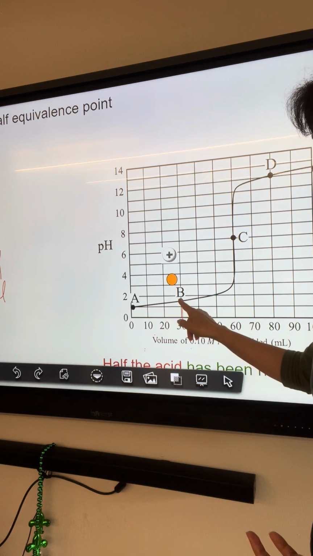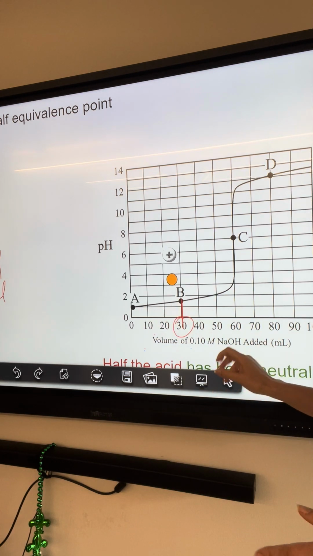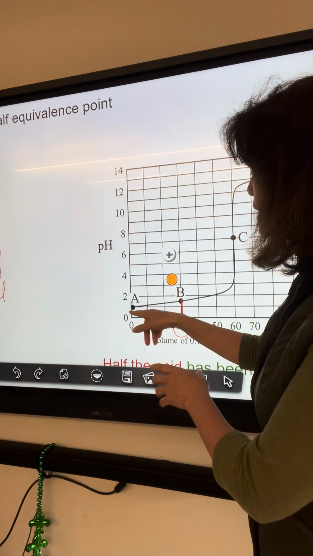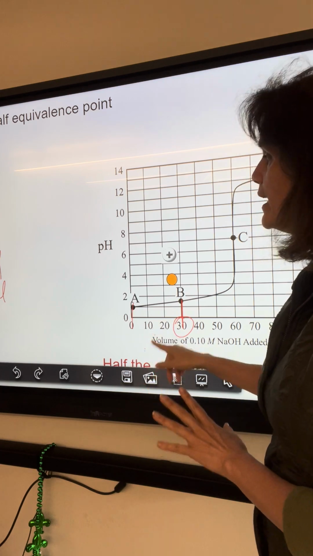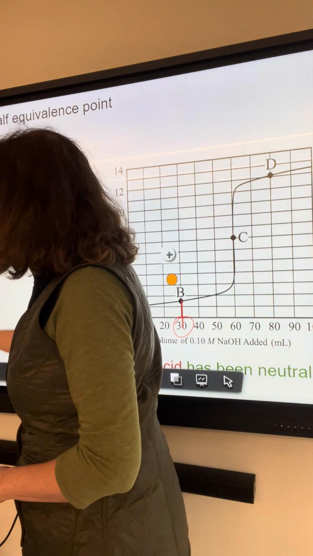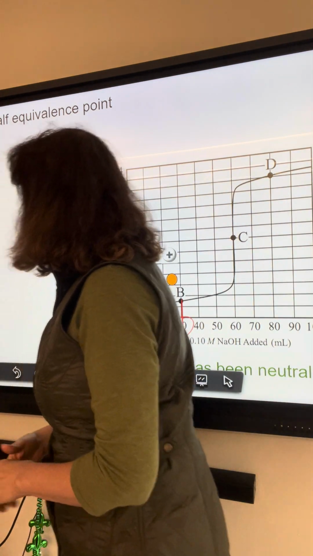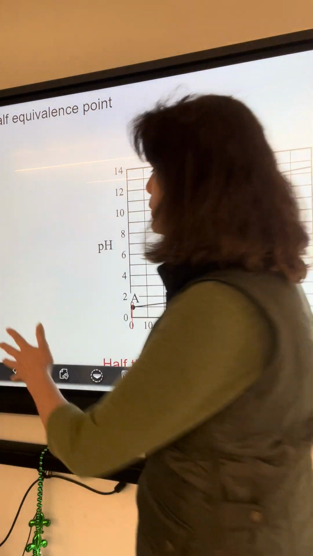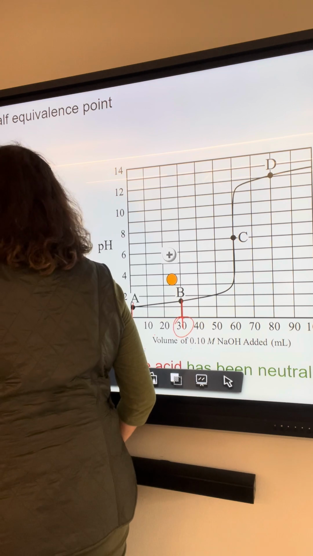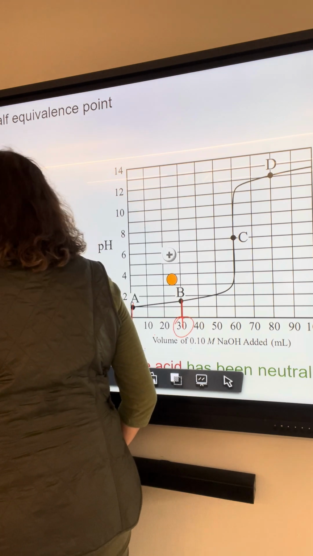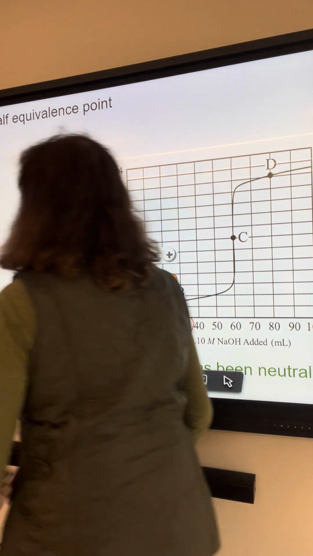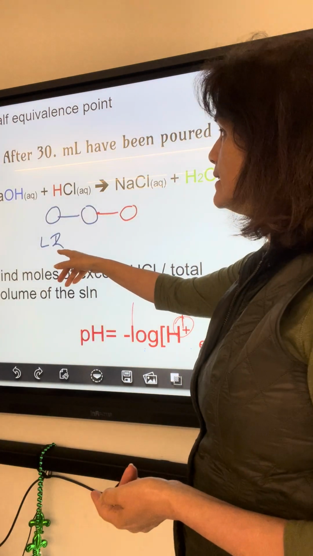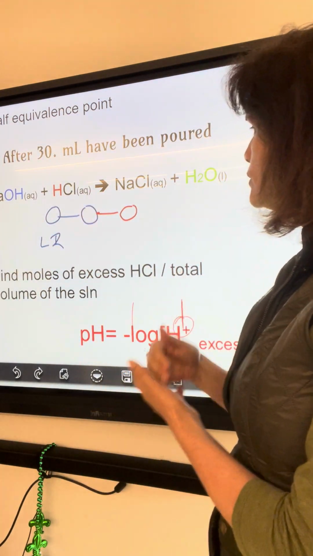We've added 30 milliliters of my base, right? This is the base that you're adding. This is how much you added. Here I have added no base. Here I added half of the base that requires to reach the equivalence point. The equivalence point is when all the acid has been neutralized. This is half the equivalence point, so I dropped half of it. So the limiting reactant is the sodium hydroxide, as I mentioned.